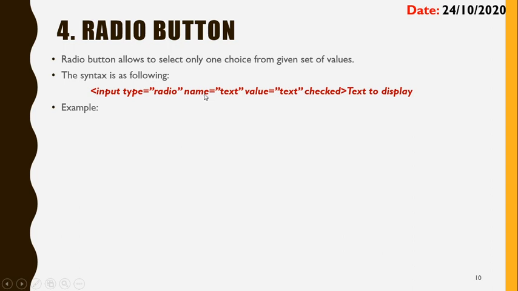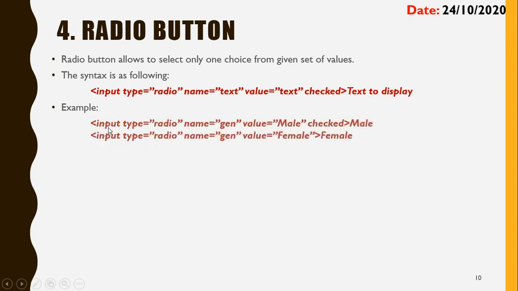So the name is used to refer to what type of information you are selecting from the list. The value I will define later. Then there is checked. Checked means that by default this one is selected. So you have to write here what type of text you want to display on the form.